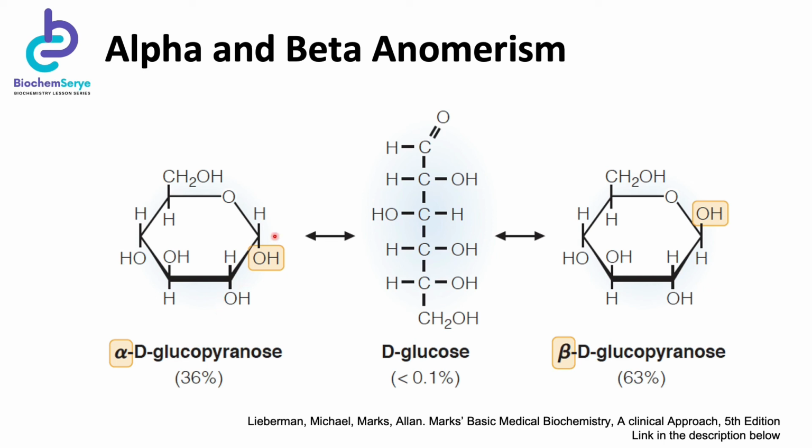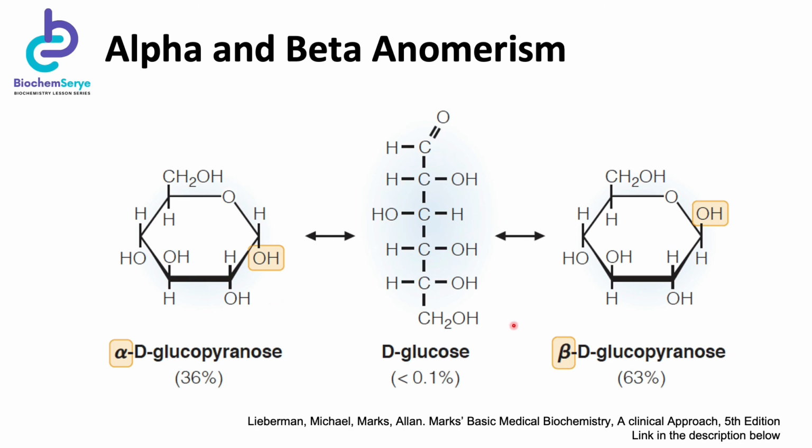If we can recall, it is called an alpha anomer if the hydroxyl group is located trans or opposite to that of your CH2OH group. And consequently, it is referred to as a beta anomer if the hydroxyl group that is attached to your anomeric carbon is cis or belonging to the same side of the plane as that of your CH2OH group.